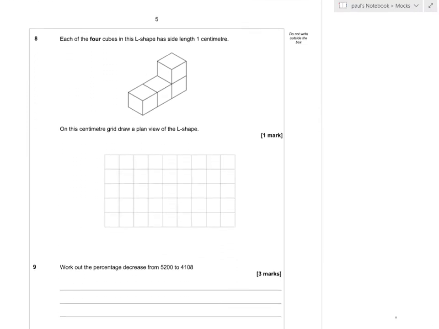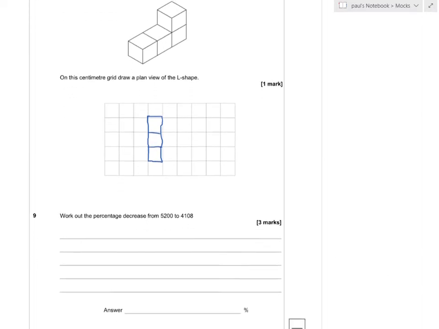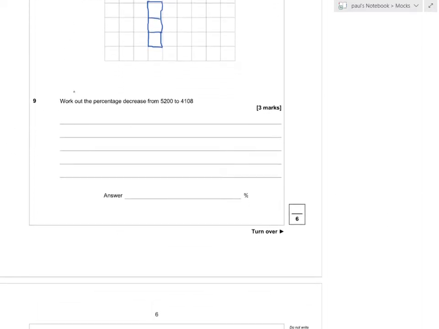Each of the 4 cubes in the L shape has a side length of 1 centimetre. Draw the plan. Right, so we're going to see that. Just that. Yeah.